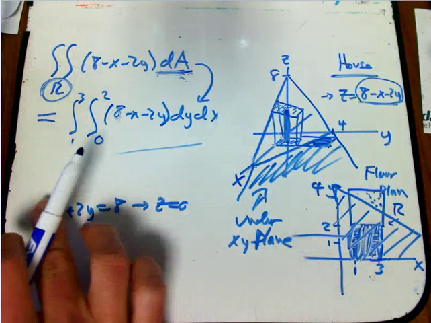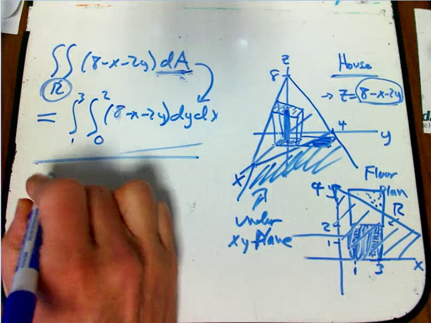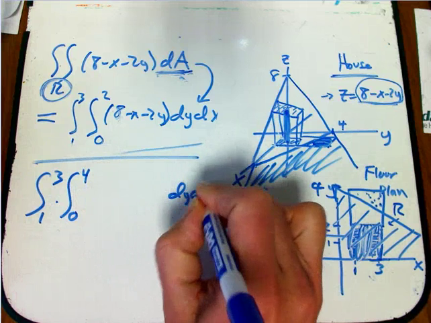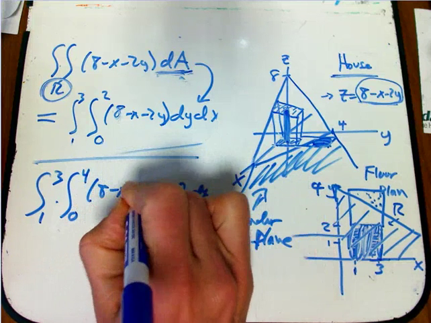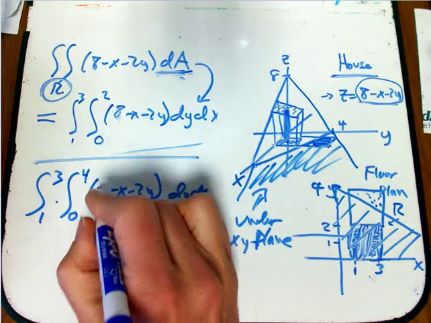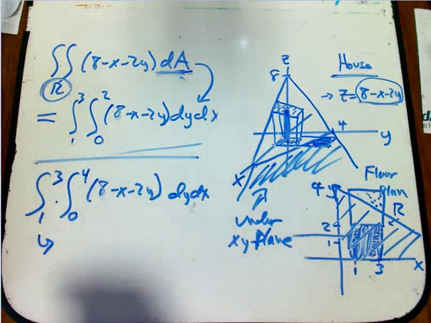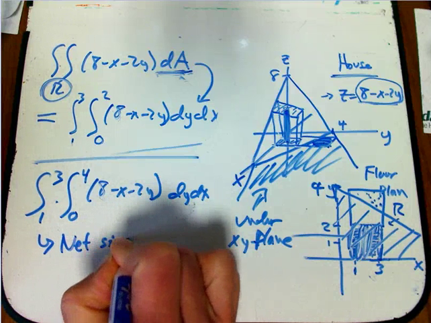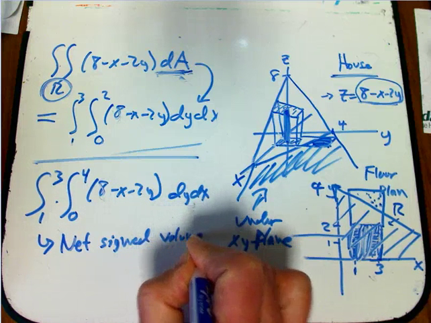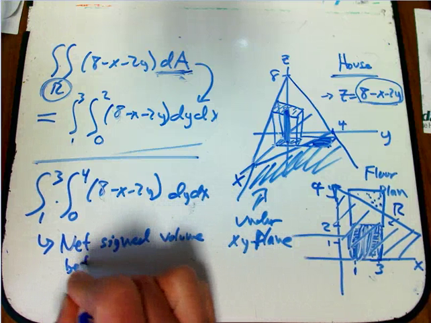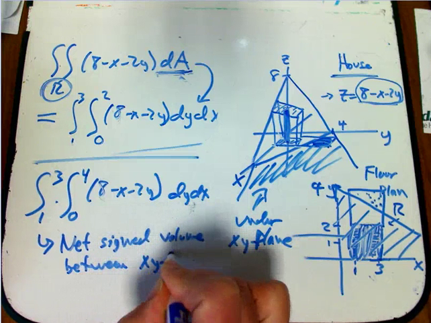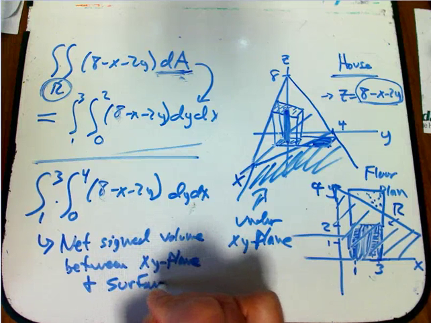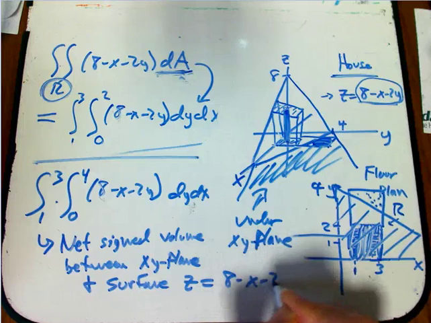So if you did, let me make some room here, if you did the integral 1 to 3 in x and 0 to 4 in y, that's an 8 still, okay, that you really can't literally interpret as a volume. It's the net signed volume between the xy plane and the surface z equals 8 minus x minus 2y.